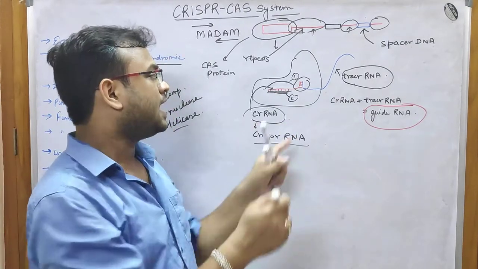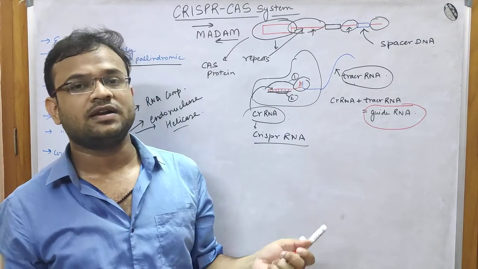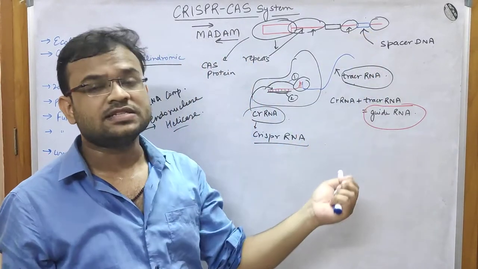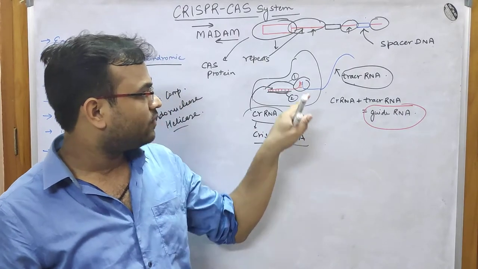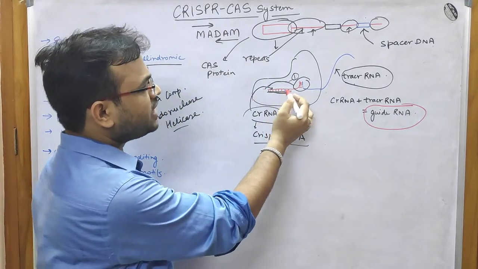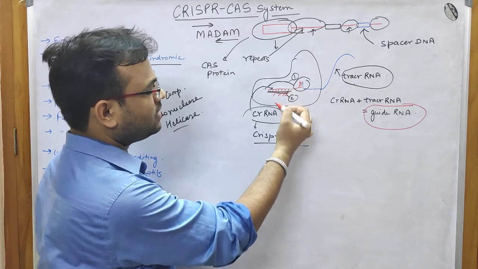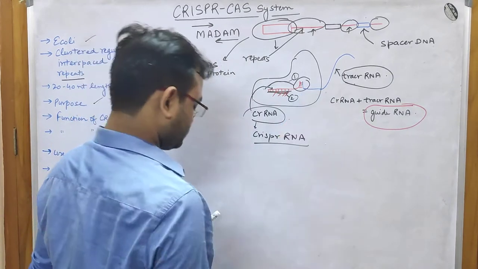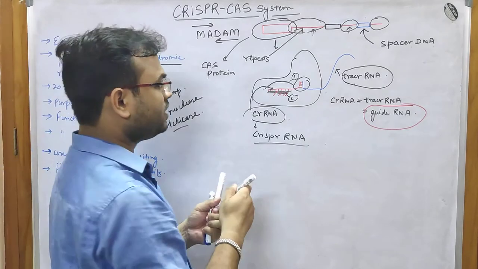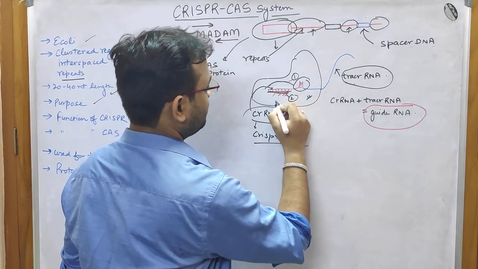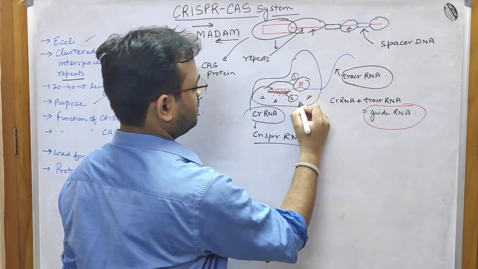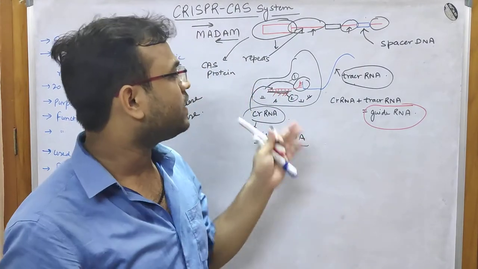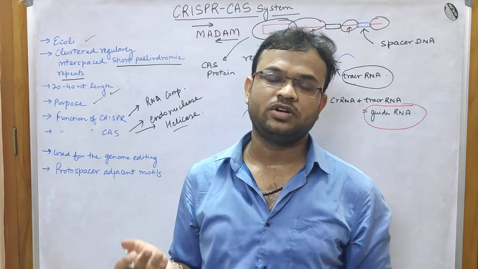It is used to locate and bind to the particular viral segment, the viral nucleic acid or genetic content that has come inside the bacteria, right? So when this happens, then this cleavage will take place, this black thing would get cleaved. Let me show it in a different color. After this, what will happen? As I have already told you, this black line would get cleaved. Okay, so this black segment of DNA would get cleaved, and the virus will not be able to affect or destroy the bacteria.